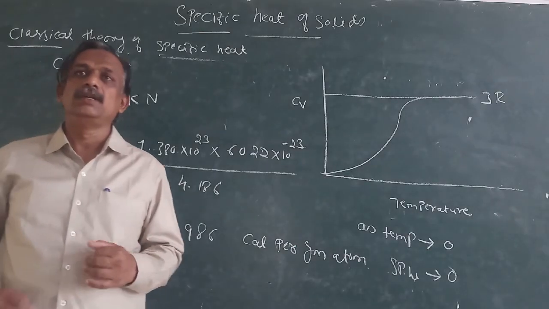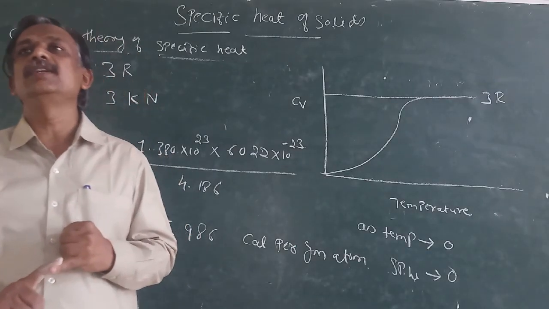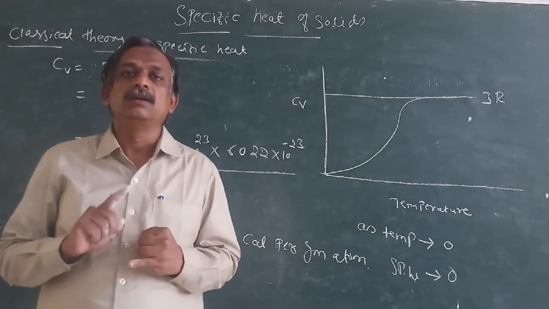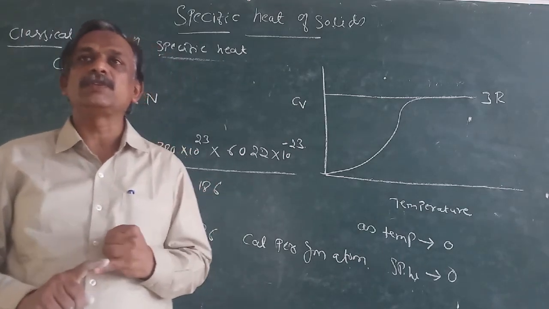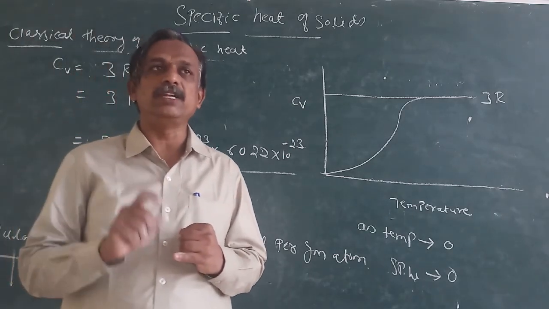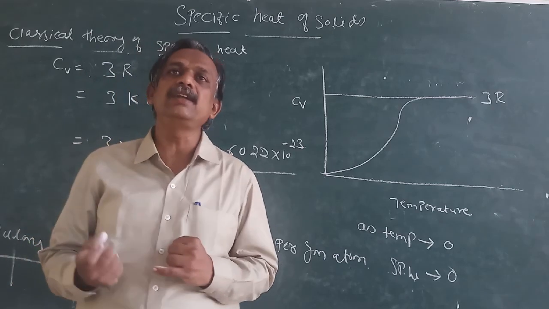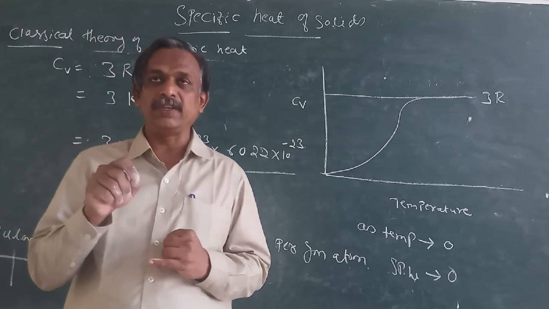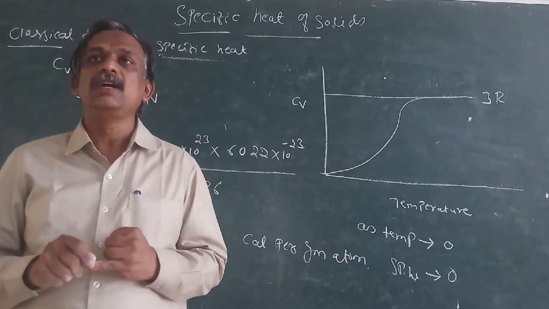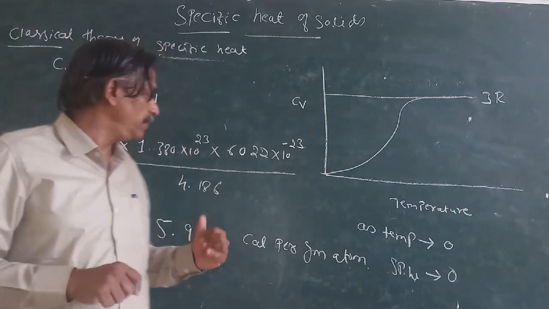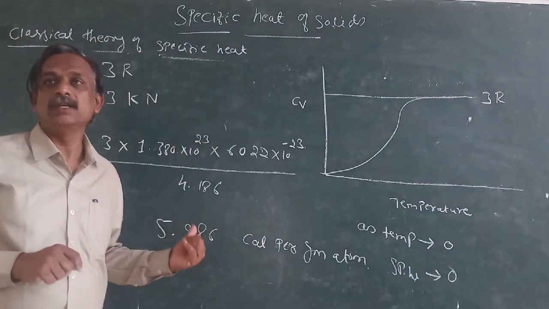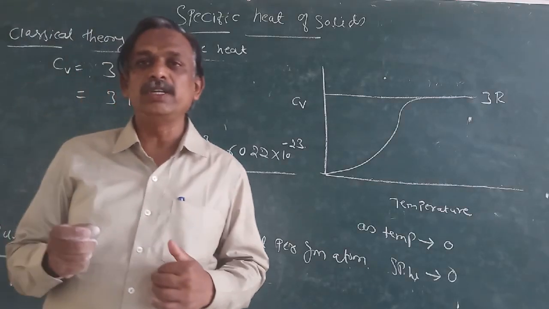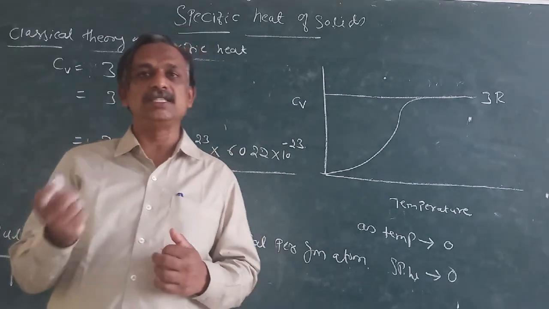We have seen the definition of specific heat, the SI unit of specific heat, and the relation between specific heat and calories. We have derived the equation for the classical theory of specific heat, and from it we have defined the Dulong and Petit law. Okay, thank you, students. In the next class we will see Einstein's theory of specific heat.